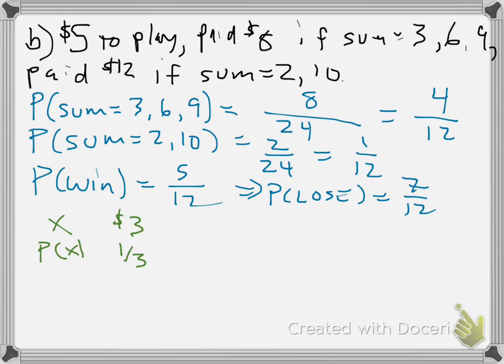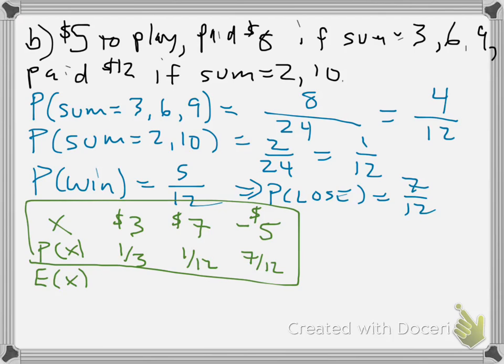And I'm paid $12, so that's a profit of $7 since I paid $5 to play. I'm walking away up $7 if I roll a 2 or a 10, and I had a 1/12 chance of doing that. And then I lose. How much do I lose? Well, I pay $5, so I lose negative $5, and my odds of losing were 7 out of 12. So at this point, I want to calculate the expected value. Put this in a pretty little table.